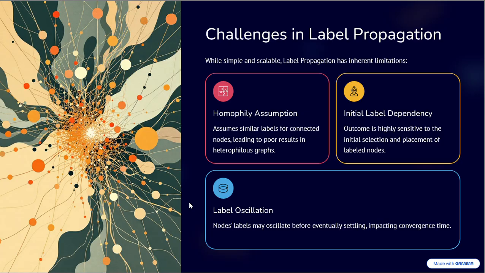The second problem is dependency on initial labels. If you start with the wrong node labels, the final result may not be accurate. And finally, sometimes a node keeps switching labels back and forth before settling. That is an oscillation, and it can slow the whole process down. So these are all the challenges we are facing in label propagation.